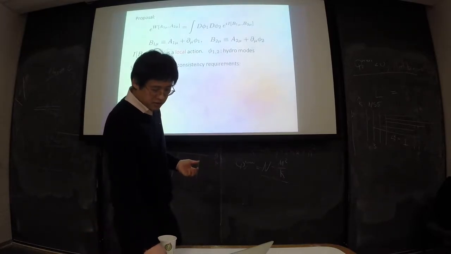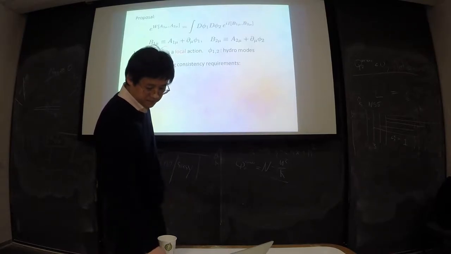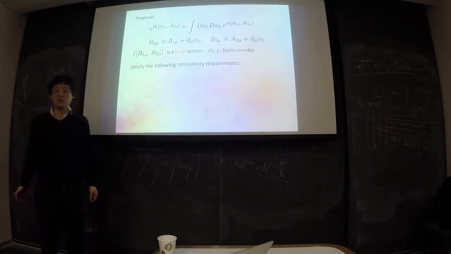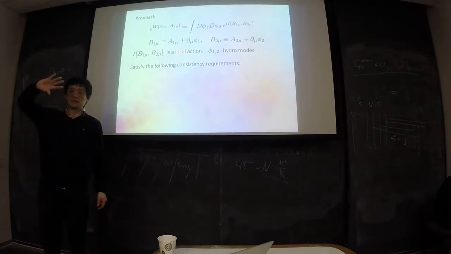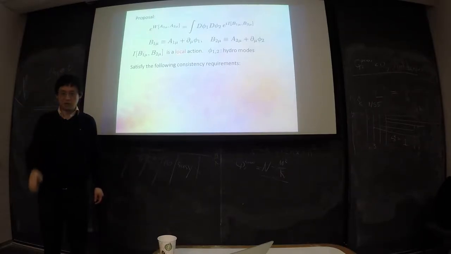Is there a shift symmetry for phi 1 and phi 2? Yeah, phi is always relatively coupled, because you want the original gauge invariance. Yeah, because this is a gapless mode, and the gapless mode has to be relatively coupled.